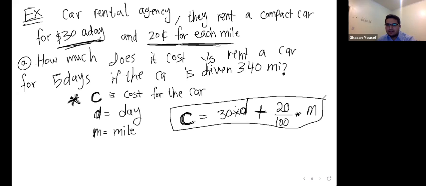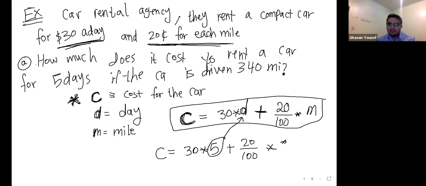Any question about this model so far? How I made the formula? Is it clear? Okay. So now I can solve the question. C equals 30 times the day. I have 5 days in the question, plus 20 over 100 times N. What is N? I have 340 mileage from here. So what is C equal?